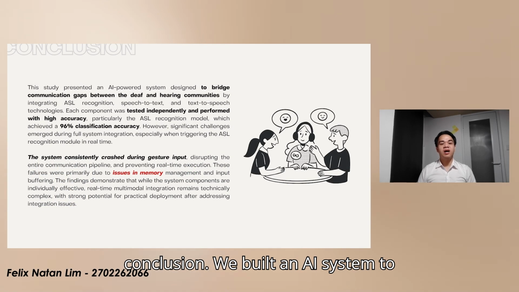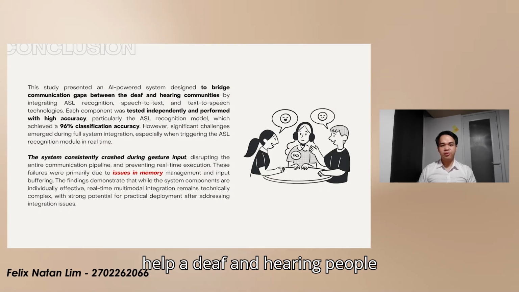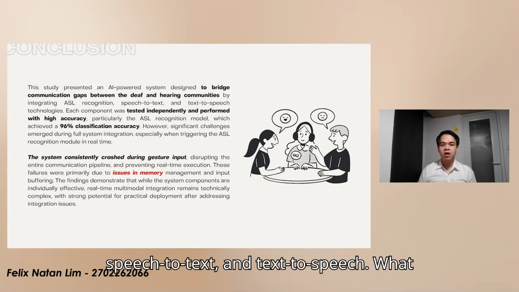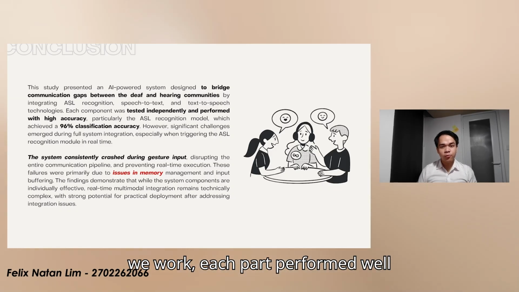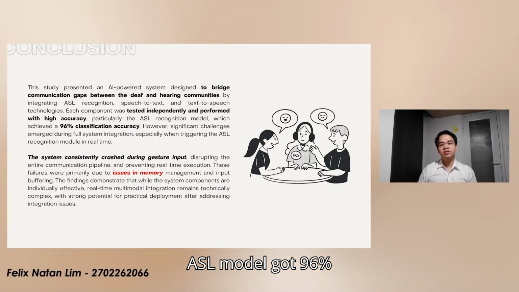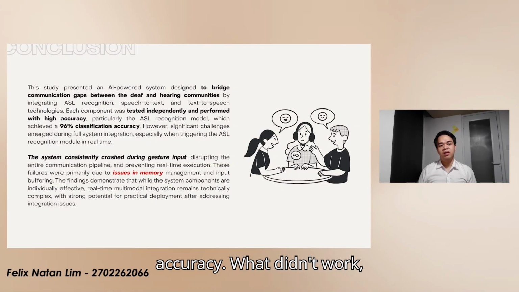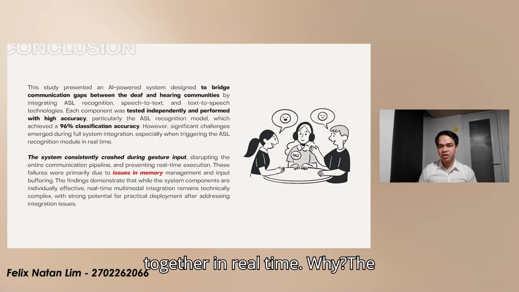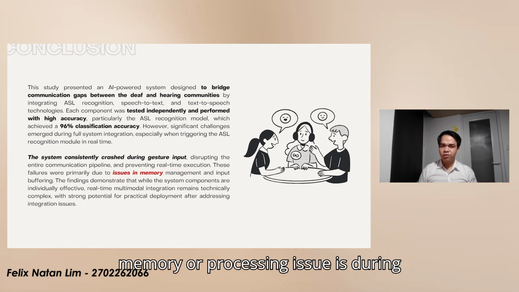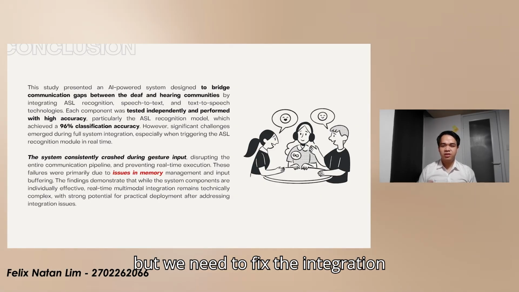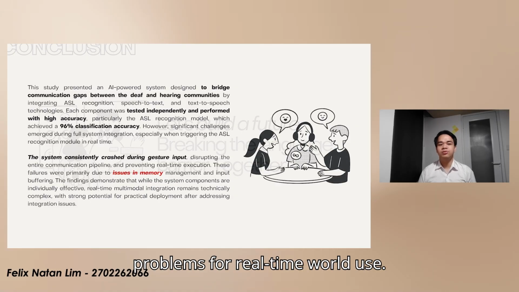Conclusion. We built an AI system to help deaf and hearing people communicate using ASL recognition, speech to text, and text to speech. What worked, each part performed well individually. Our ASL model got 96% accuracy. What didn't work? The system crashed when we put it all together in real time. Why? The memory or processing issue during integration. The technology works, but we need to fix the integration problems for real-world use.